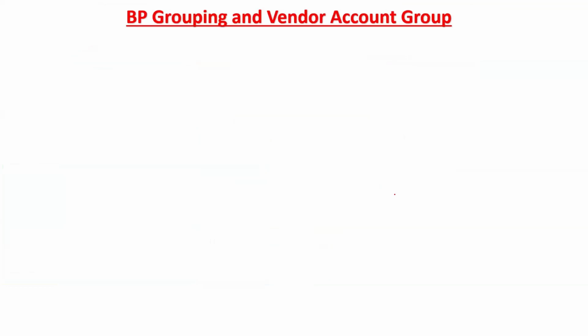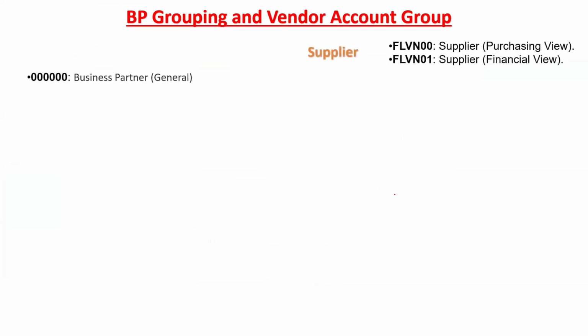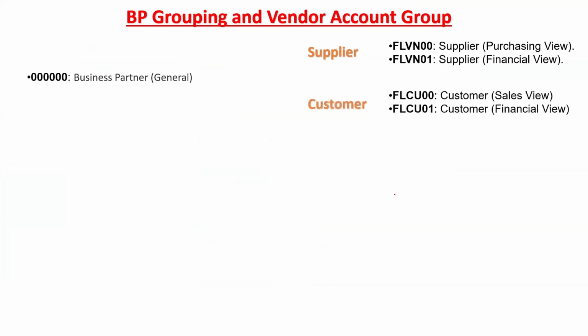Now, the next topic is BP grouping and vendor account group. So as I said, first we need to create a business partner, that is the general data, and then we need to extend that business partner to customer role or vendor role. In vendor role, we have two types of role. In the FLVN00, that is the purchasing view, we'll maintain for which purchase organizations this supplier is applicable, and for the financial view, here we maintain for which company code this supplier is applicable. This is for vendor. For customer, there will be sales, so for which sales organization that is required, and for financial, that is for which company code.